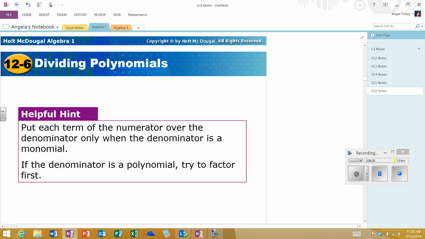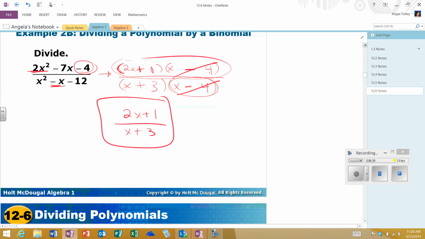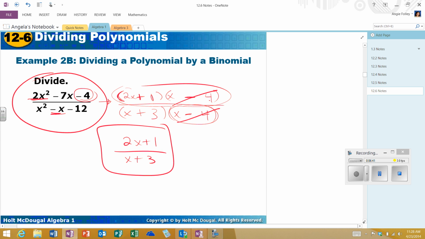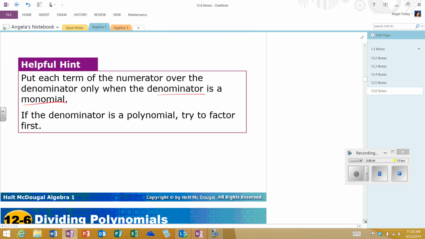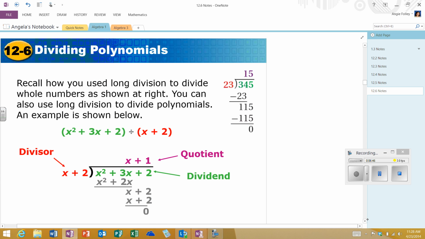So, just a helpful hint: make sure you put each term of the numerator over the denominator only if the numerator is a monomial. That means just a single term. If it's a polynomial like what we just did, for example this one, you want to try to factor. So only in that first example could we split up every term, because the bottom was a monomial.